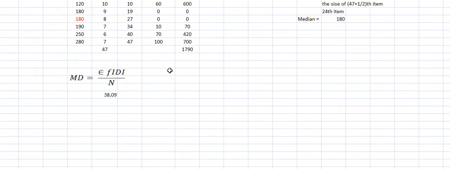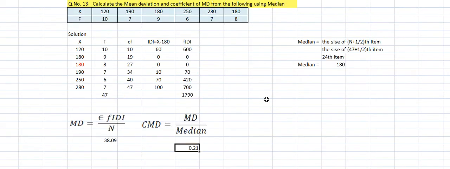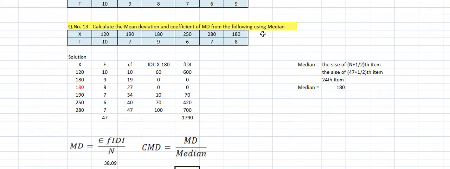So the formula is like this: coefficient of mean deviation by median equals mean deviation, how much is it here? 38.09, divided by how much is your median? Median is 180, so 38.09 by 180. So the answer is 2.1. Right? So this was the answer for your question. Question number 13 is based on a median.